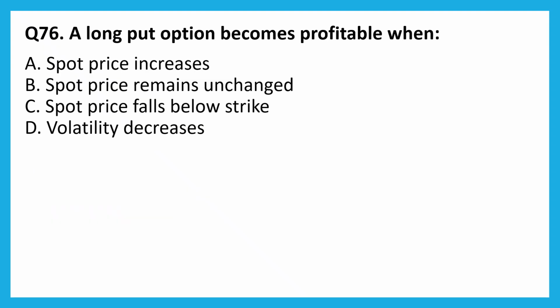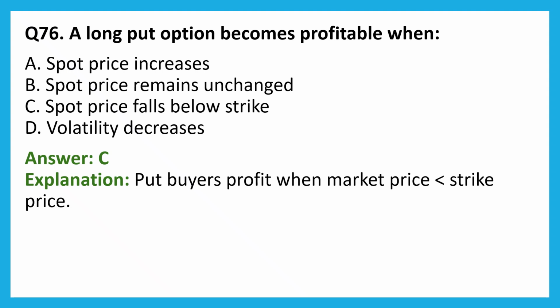Next question. A long put option becomes profitable when? Option A spot price increases, option B spot price remains unchanged, option C spot price falls below strike, and option D volatility decreases. Correct answer is option C spot price falls below strike.